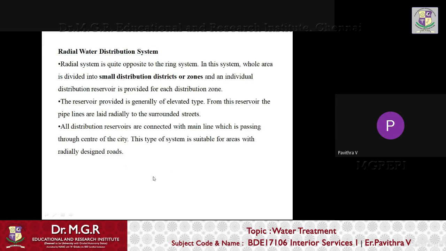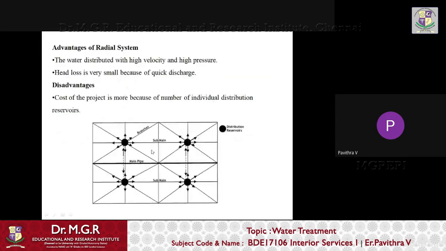So the reservoir provided is generally of an elevated type. From this reservoir, the pipelines are laid radially to the surrounding districts. All the distribution reservoirs are connected with the main line, which is passing through the center of the city. This type of system is suitable for areas with radially designed roads. If the roads are going to be in a radial way, I am going to choose this type of radial system. So in this system, the supply of water will be in a radial pattern. So the main line is laid at the center of the city, after that the distribution reservoir is going to get the supply and then to the branches.